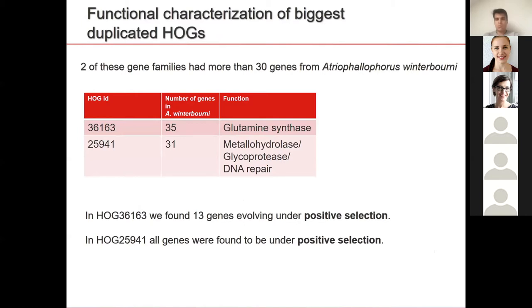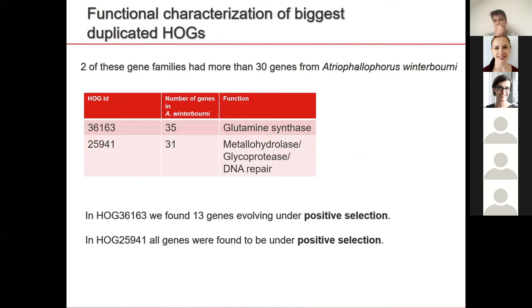We used CodeML to detect signatures of positive selection along the branches of the gene trees of these gene families, and we detected that 13 genes of Atrophalophorus winterborni are under positive selection in the first family, and all of the genes in the second HOG are evolving under positive selection.